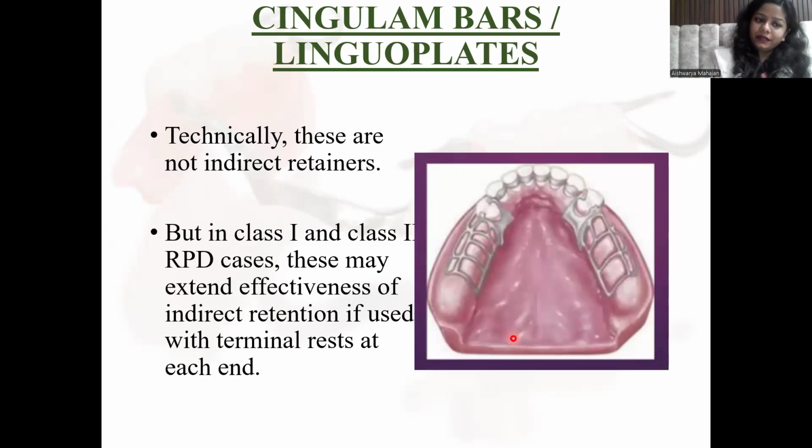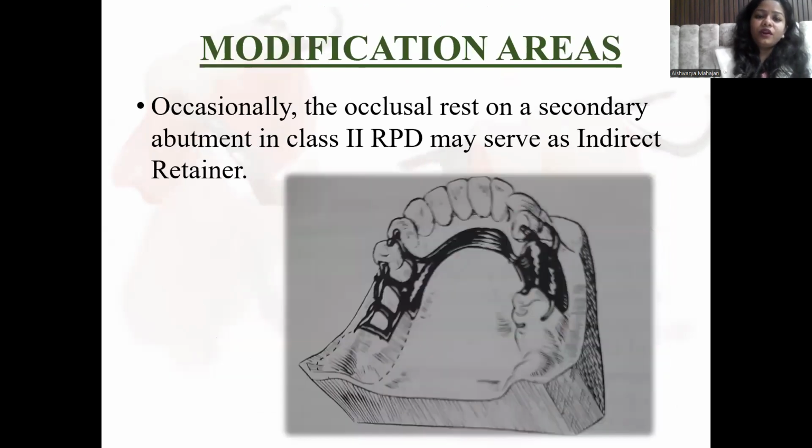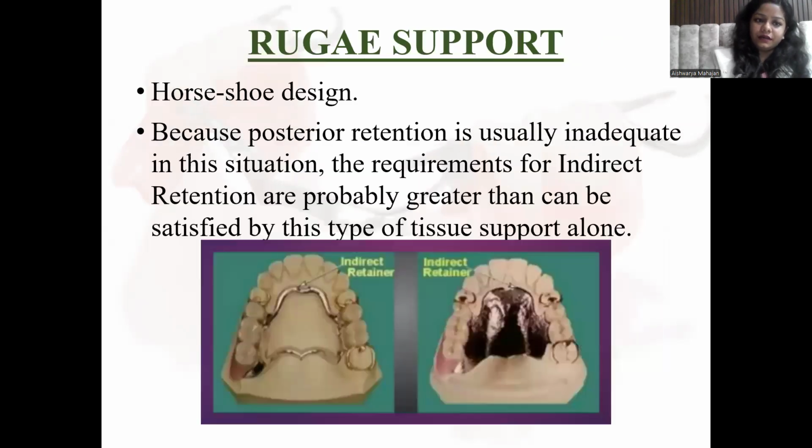The cingulum bar or a linguoplate can also be given, which act as an indirect retainer. Technically, these are not indirect retainers, but in class 1 and class 2 RPD cases, these may extend the effectiveness of the indirect retainer if used with a terminal rest at each end. Then modification areas.